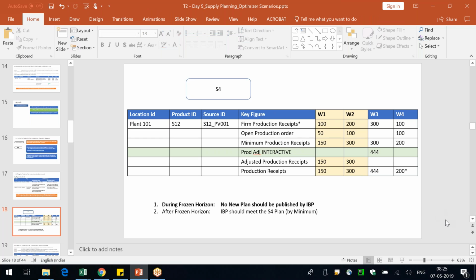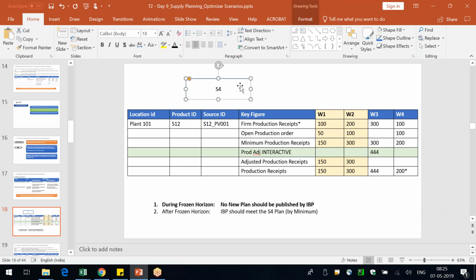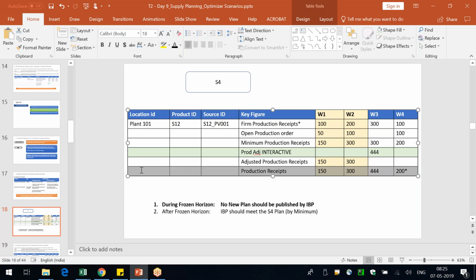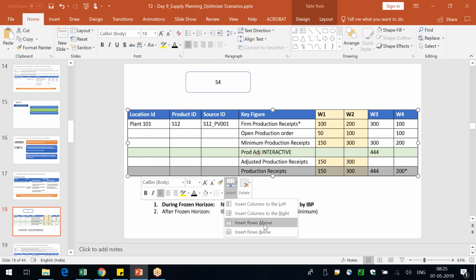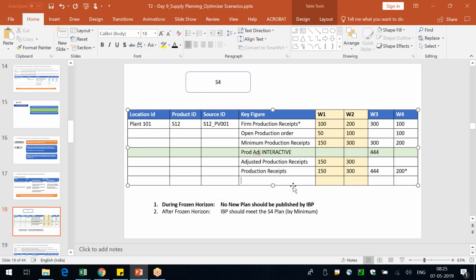We configure the system, and then we play with the standard key figures of the optimizer in such a way that it respects the S4 plan. Now finally, I'll create another key figure. This is the net plan, or maybe you call it the new plan for production. This is a key figure that goes to the S4 system for the new production plan.